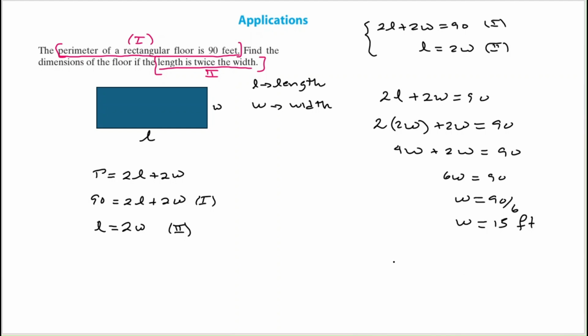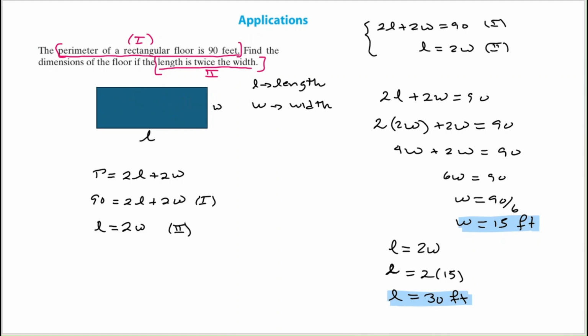Now we're ready to find L, so we substitute the W value into equation 2. L is equal to 2W, so L is equal to 2 times 15, so L is equal to 30, and the unit is feet. So now we know that the solutions are: the width is 15 feet, the length is 30 feet. So we found the dimensions of the given rectangle.